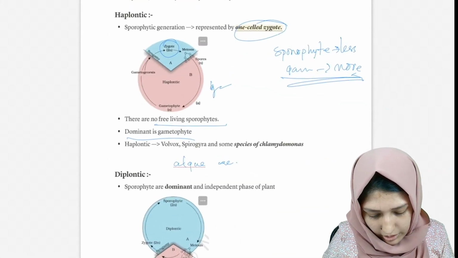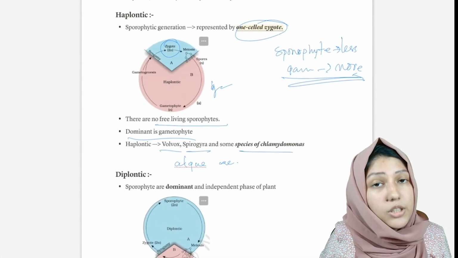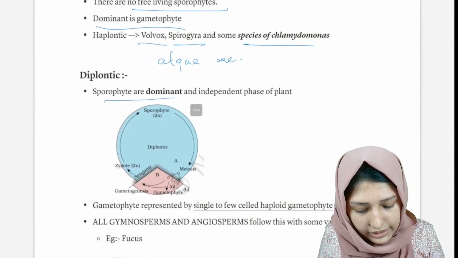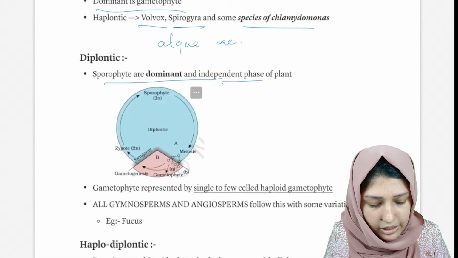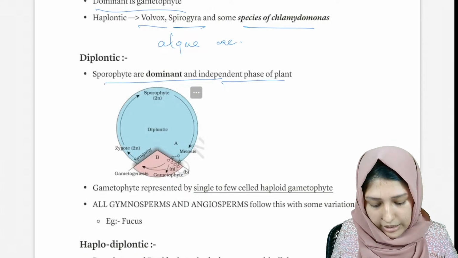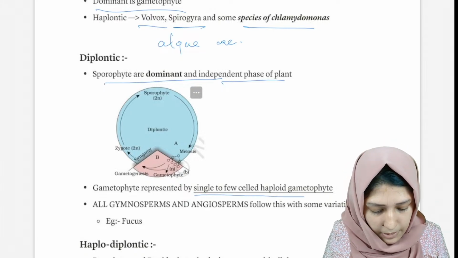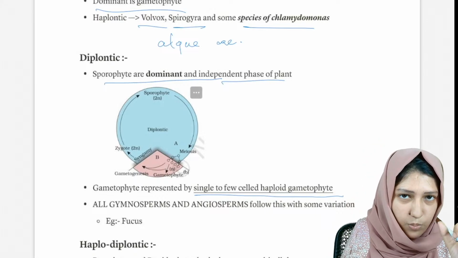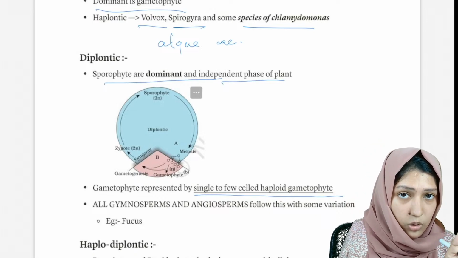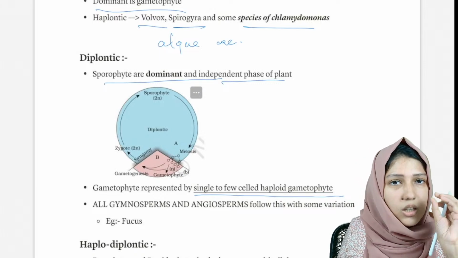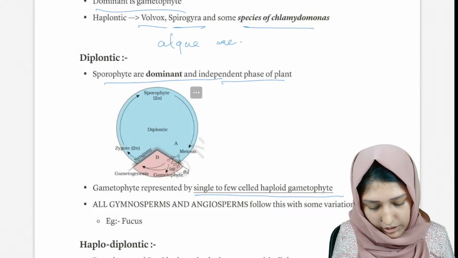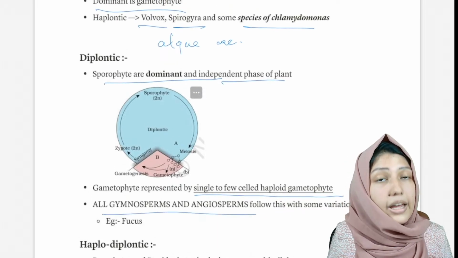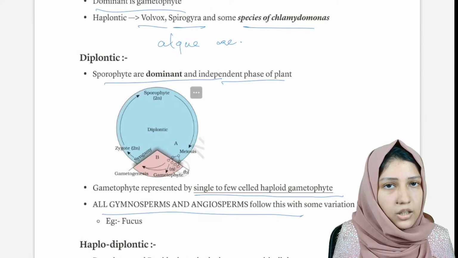Okay, Volvox, Spirogyra and some species of Chlamydomonas. Now coming into diplontic. Diplontic, as I said, sporophyte is dominant and it is the independent phase of the plant. Clear? And gametophyte is represented by a single or a few cells. Here the sporophyte was a single-cell zygote, and here it is a small part of the gametophyte. Here the sporophyte is prominent, and all gymnosperms and angiosperms follow the diplontic life cycle.